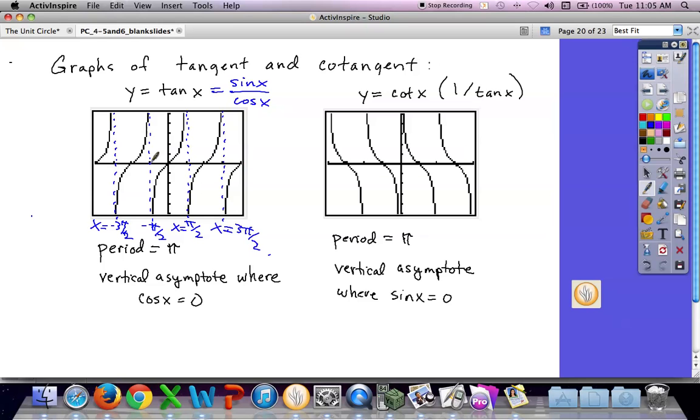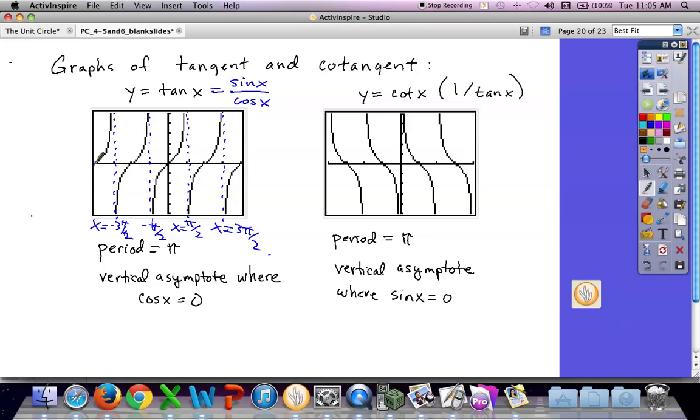So between negative pi over 2 and pi over 2, we went through one cycle, one period, and then it repeated itself. So tangent and cotangent are different than sine and cosine. Their period is only pi, not 2 pi.